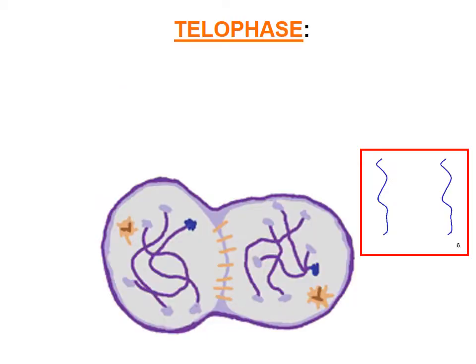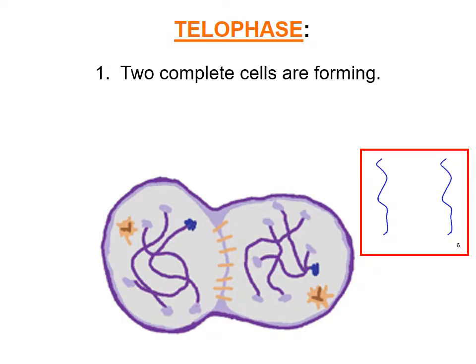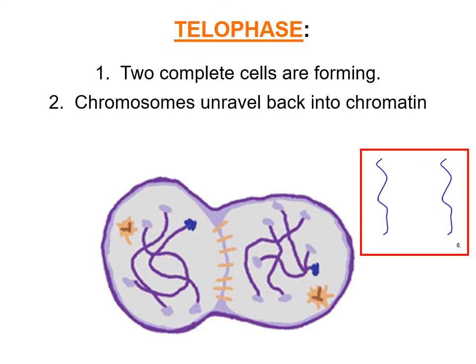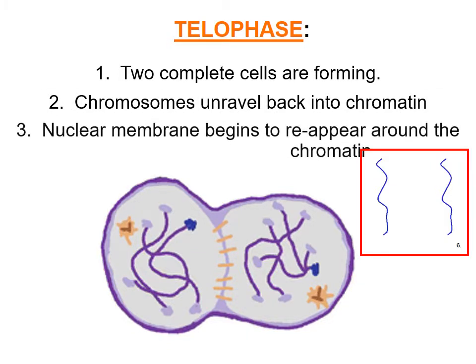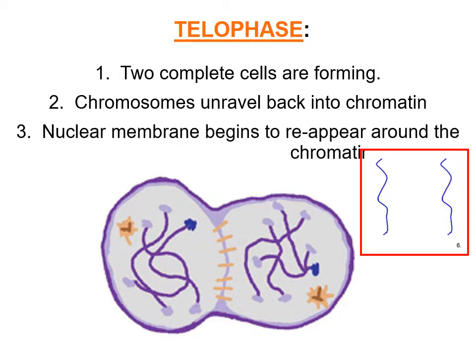The final phase of mitosis is telophase. During telophase, you begin to see the formation of two cells. They're not divided yet, though. The chromosomes unravel back into the chromatin as they're no longer needed to be packaged because everything is already separated. Then the nuclear membrane begins to reappear around the chromatin.